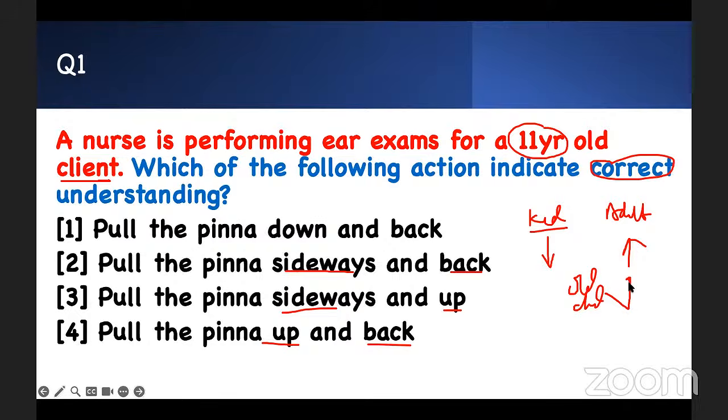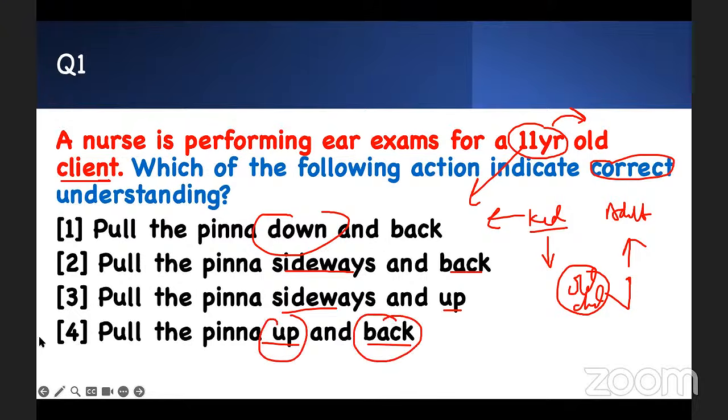Because he's 11 years old, he's not a kid anymore. He's an older child. So what should you do? He's going up. So up and back. Down is wrong. An 11-year-old is not a kid. He's older, so he's an older adult or older child, basically. So it should be going up and back. You have to know the age range. He's an older child, so an older child should be up and back.